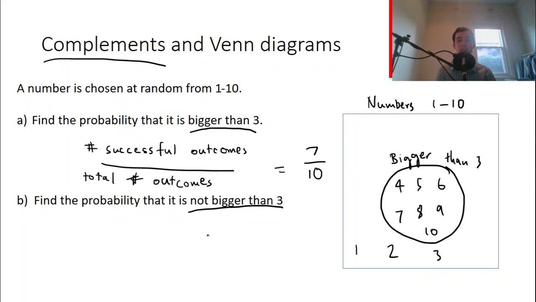So, I mean, we don't really need that for this particular question because we just count the number outside and that's our new successful outcomes. So there's 3 successful outcomes, 3 outcomes in the event that they're not bigger than 3, and 10 total outcomes again. So that's 3 over 10.